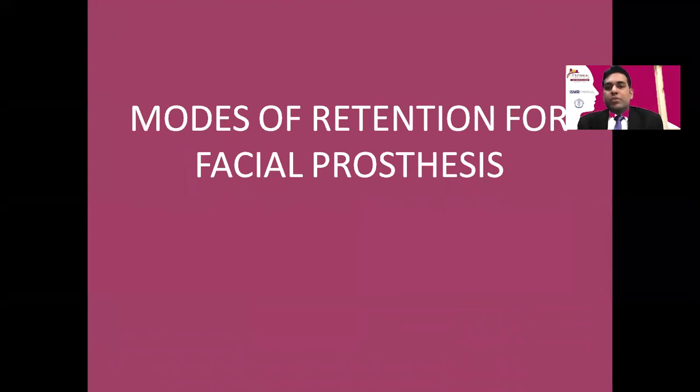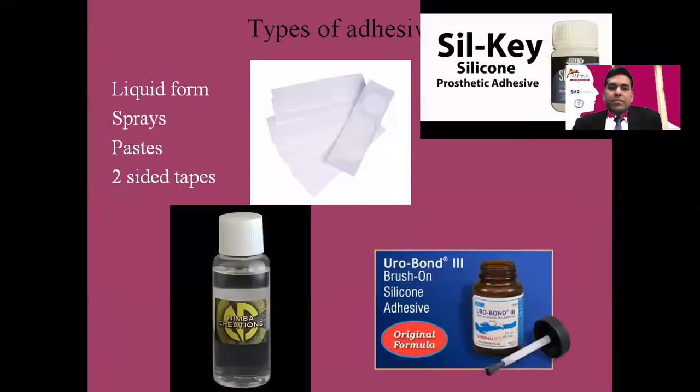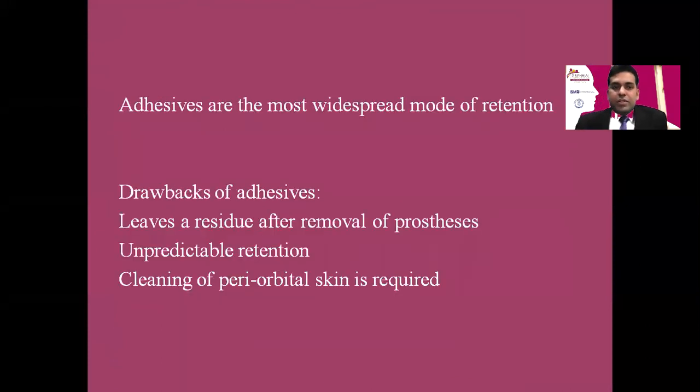Now there are various modes of retention for facial prosthesis. The most common mode of retention is anatomical retention. Hard and soft undercuts available in the defect are used for retention purpose. Apart from that, there are various types of adhesives. They are available in liquid form, or spray form, or paste form, and they are also available in the form of two-sided tapes. They can be used, but there are certain drawbacks of adhesives.